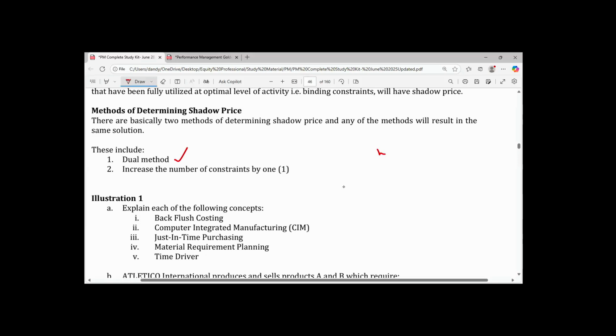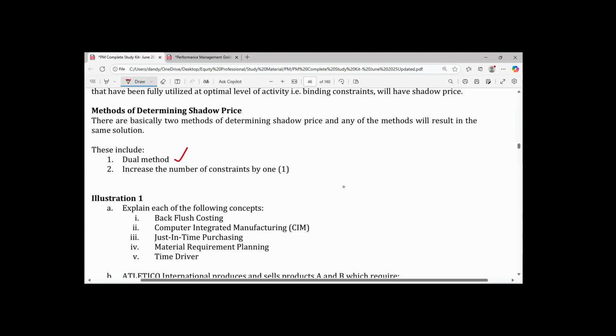I will repeat again. To calculate shadow price using the dual method, you have 3 procedures. Step 1, identify the equations that intercept at the optimal level of activity. Step 2, find the transpose of the original matrix by changing row to column or column to row. Then step 3, solve the dual problem using simultaneous equation, and the resultant figures from your simultaneous equation will represent the shadow price. So that's basically what you need to do under dual method.